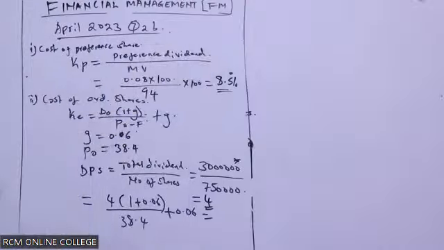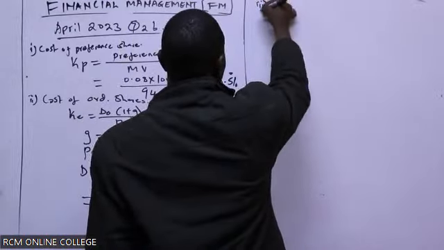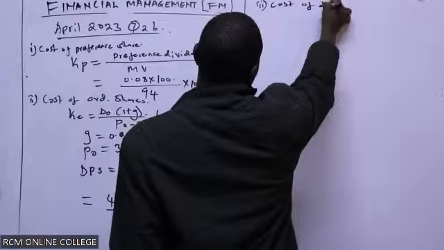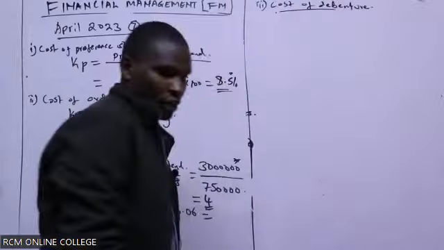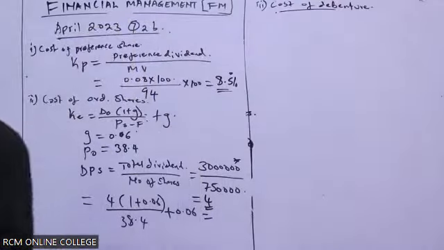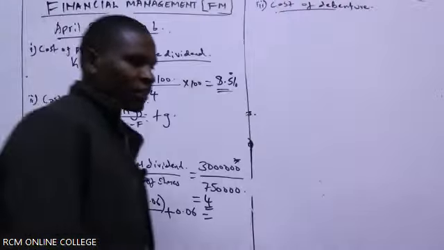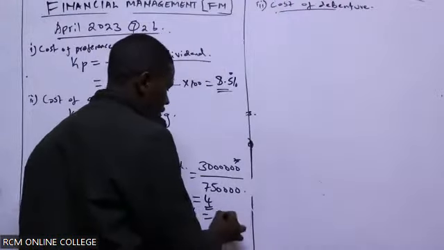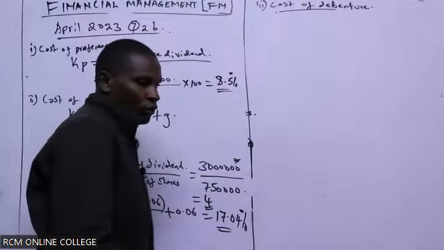The next one is they want us to compute the cost of debenture. Cost of debenture is the third one here. The cost of debenture. The answer is 17.04%. Thank you. Then cost of debenture.